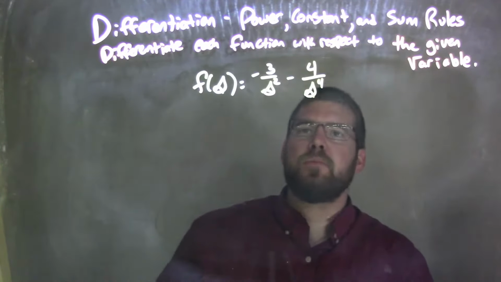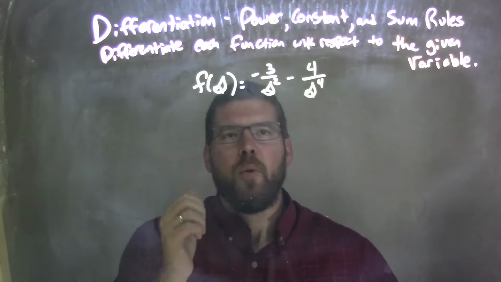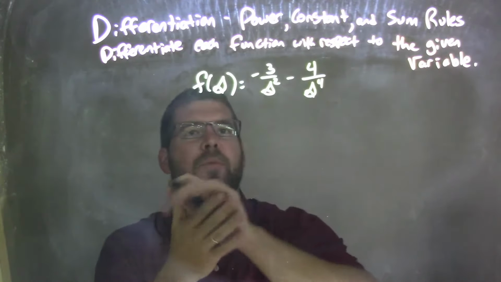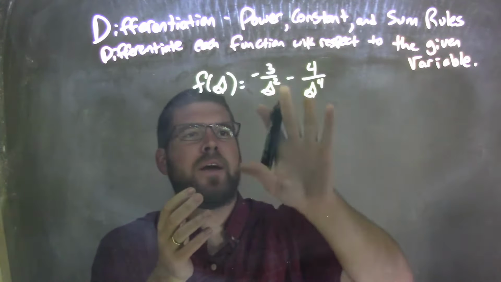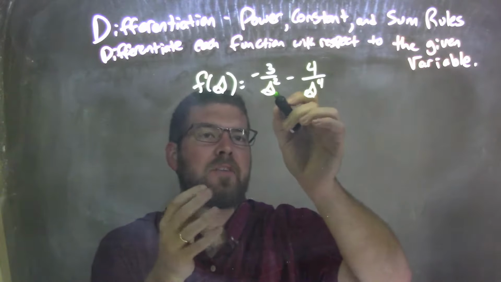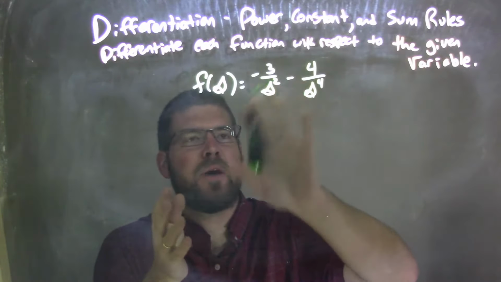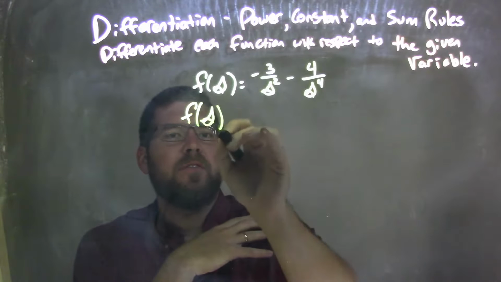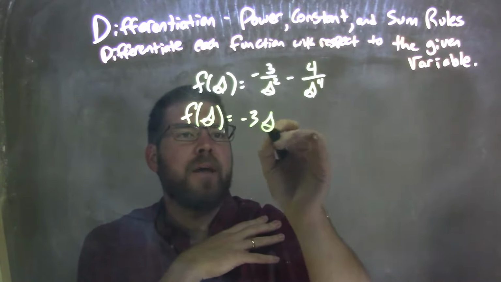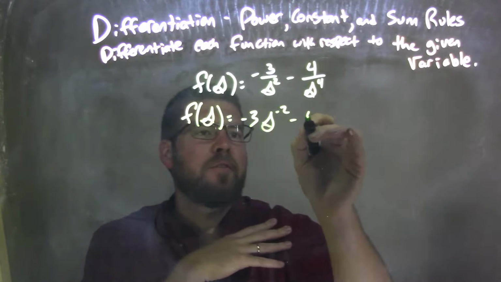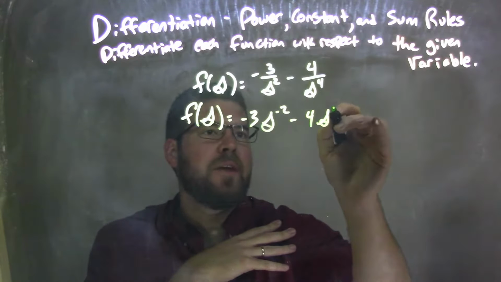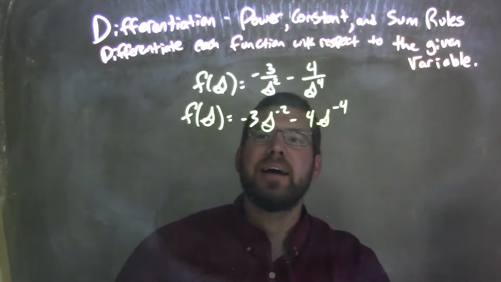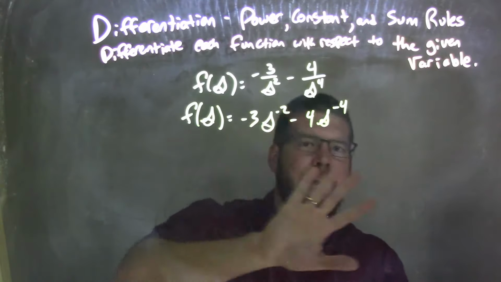So, if I want to derive this, my given variable is s, and what I like to do is rewrite all of my fractions that have an exponent in the denominator with the variable, and I'll bring it to the numerator. So I'm going to rewrite this to be f of s is equal to negative 3 s to the negative 2 power minus 4 s to the negative 4th power. Now in doing this, I'm going to make sure I keep my negatives in line.